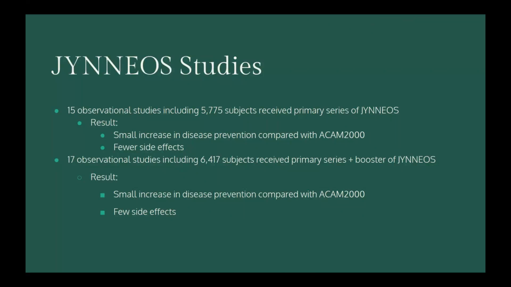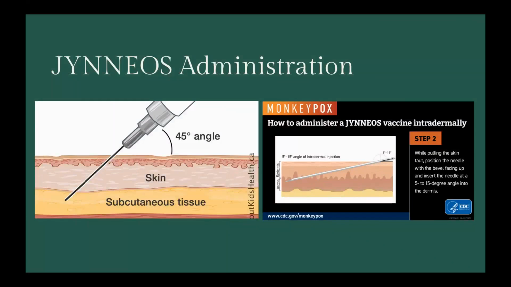They also looked at when to boost someone after completing their series. They looked at 17 observational studies with a total of 6,417 patients who received the booster vaccine. The studies gave the vaccine every 2 years for high-risk individuals and every 10 years for moderate-risk individuals. They looked at the geometric mean titer and seroconversion rates and found a small increase in disease prevention and few side effects. So overall, this indicates JYNNEOS is a safe and effective medication, and this data was extrapolated to be used for monkeypox prevention.